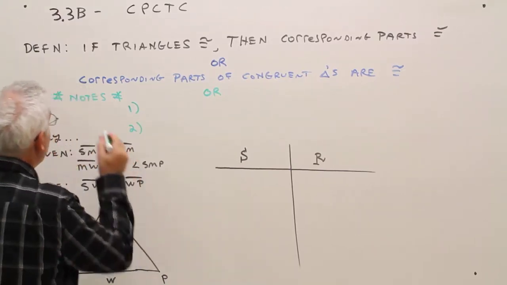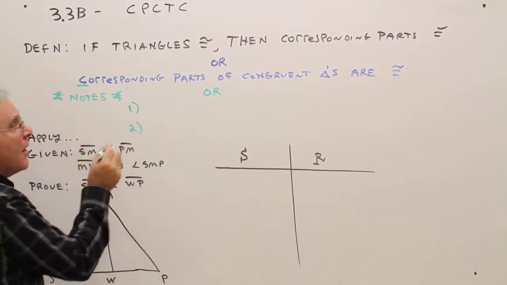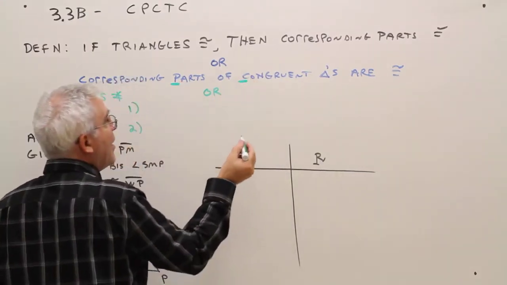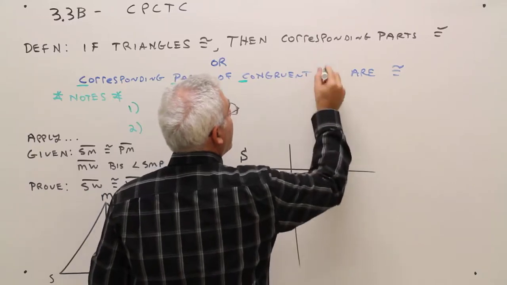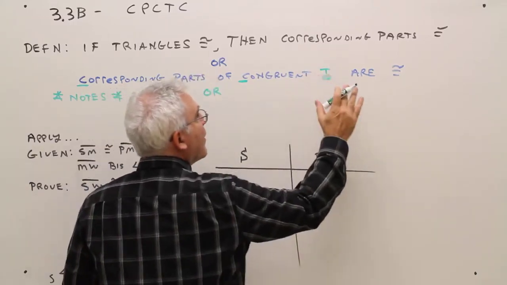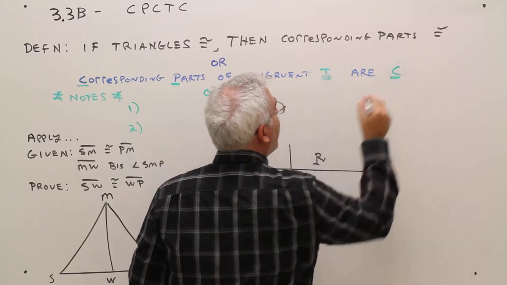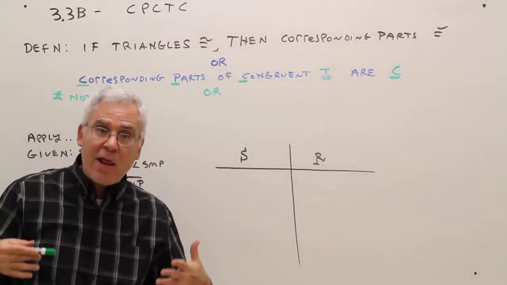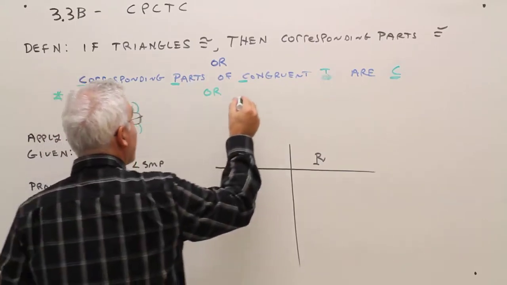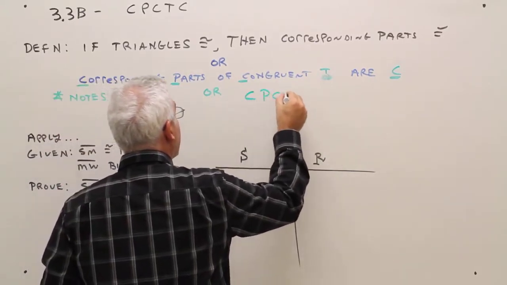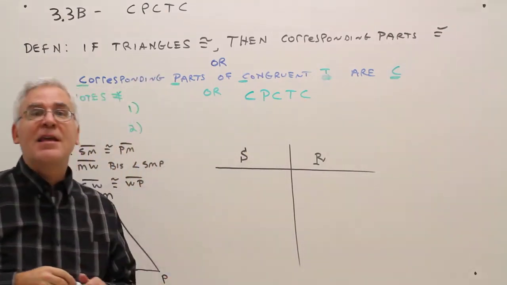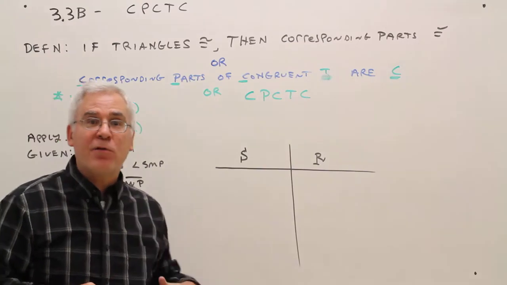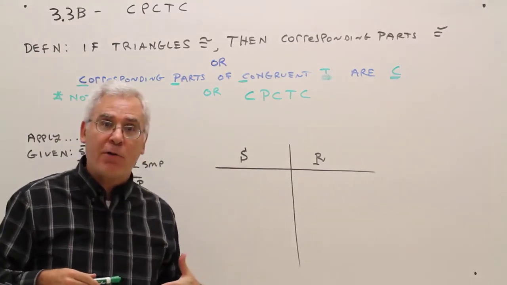So let me just show you what I'm doing with that. That's a C, that's a P, that's a C. Had I spelled this word out, that would have been a T, and then had I spelled that out, that would have been the C. So we will abbreviate it in our proofs as CPCTC. Corresponding parts of congruent triangles are congruent.